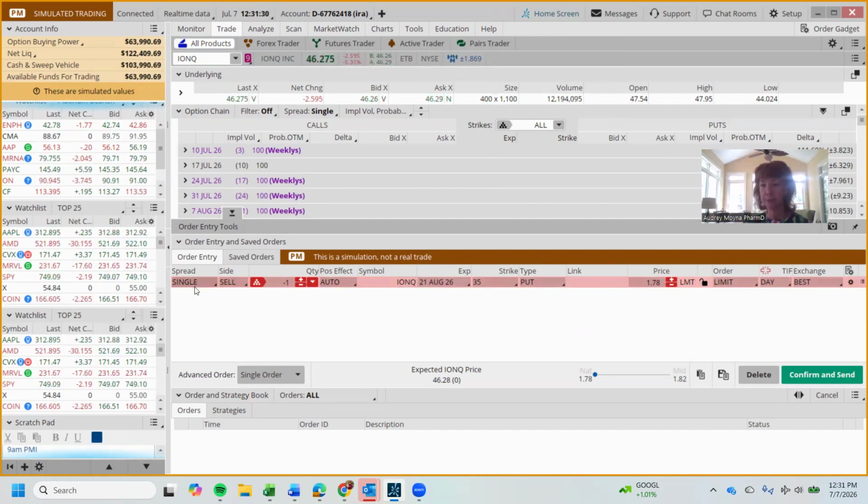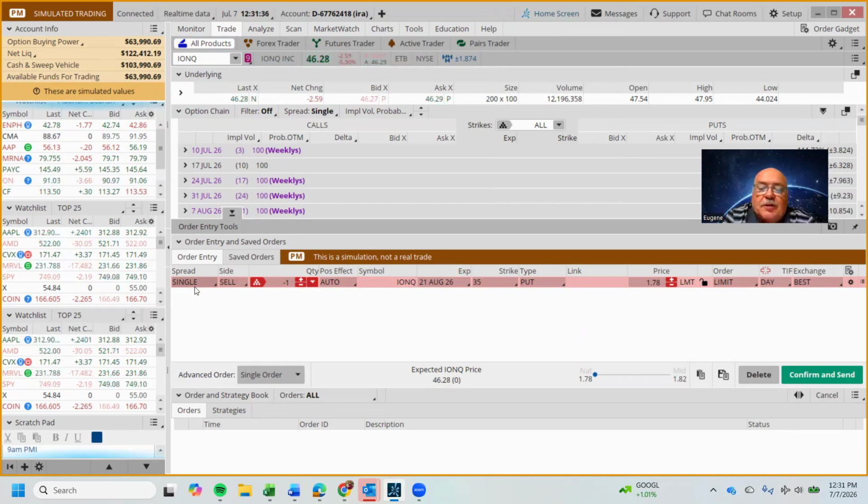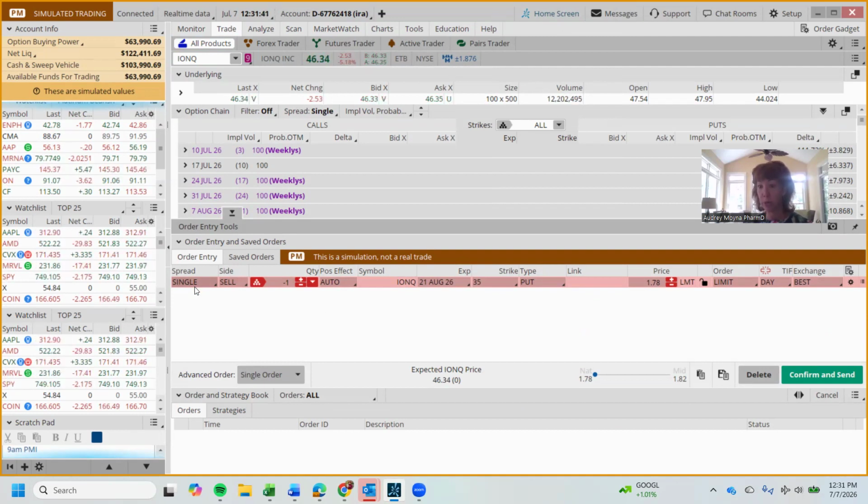See it, Eugene? Okay. Because it looked like the way the arrow went, I never saw single showed up, so I was just making sure.